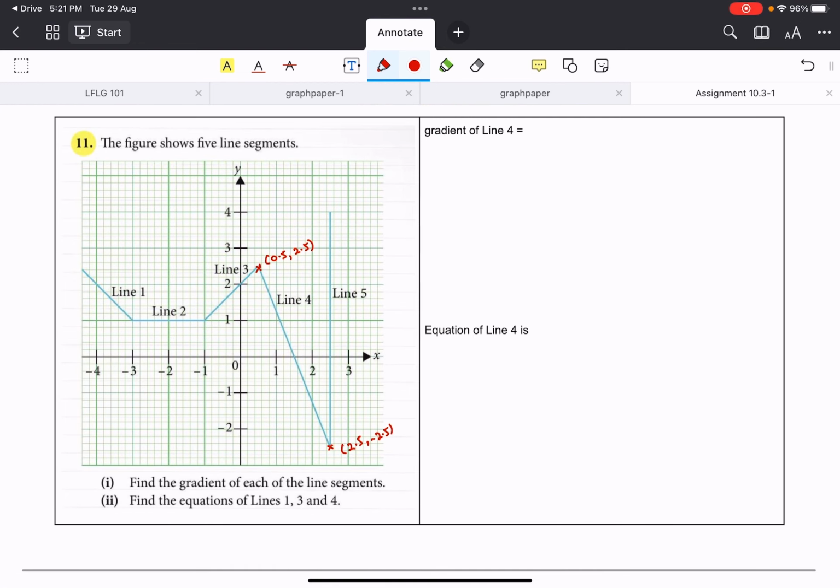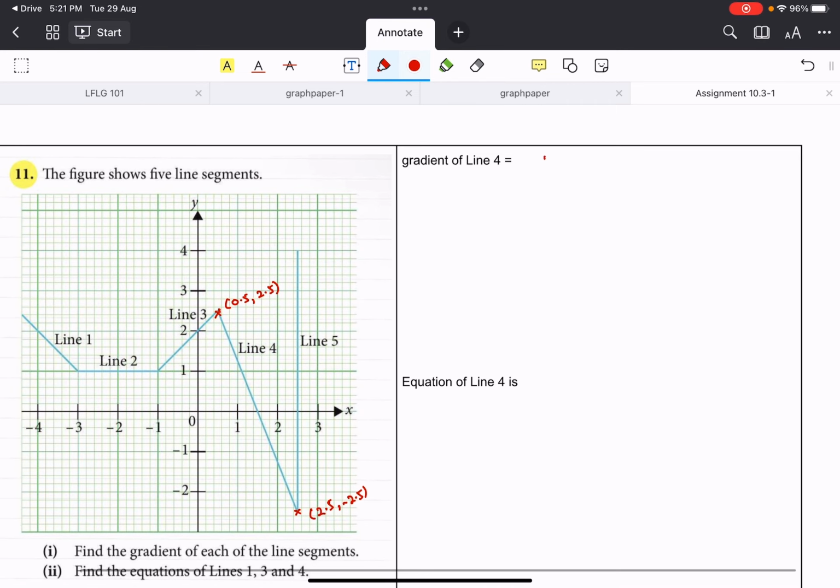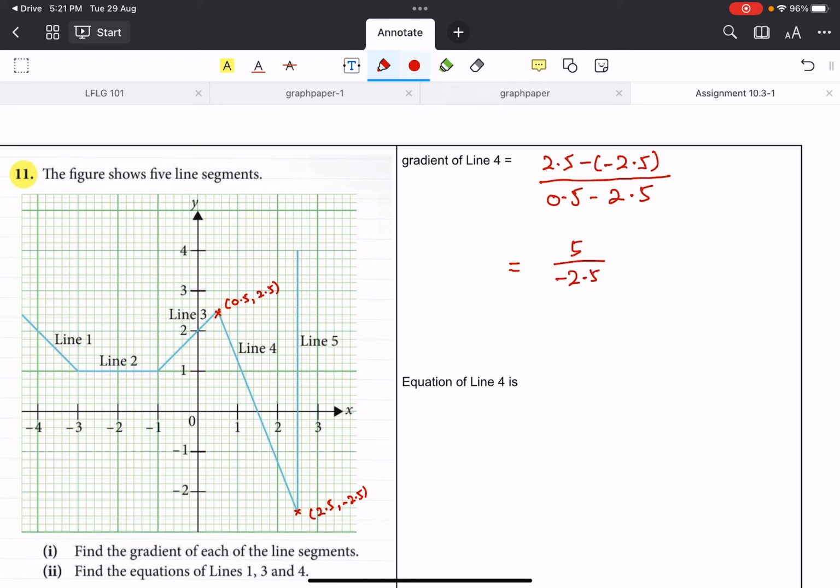So we can use the formula to find the gradient. In this case, it is 2.5 minus negative 2.5, over 0.5 minus 2.5. That will give us 5 over negative 2.5, which equals negative 2.